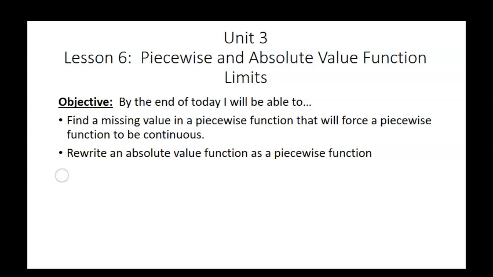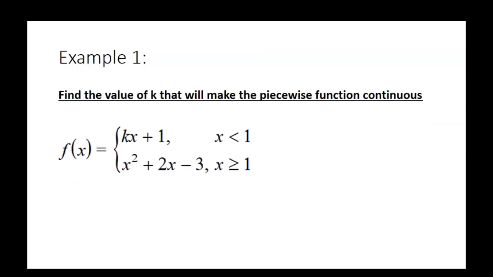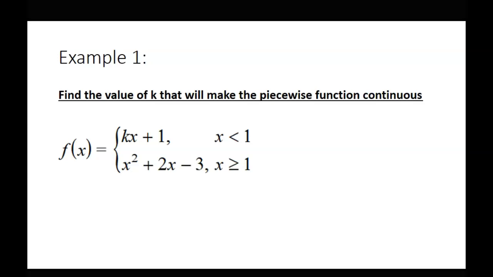So let's do that. Go ahead and start by writing down example 1, please. So here's what we want to do: I want this piecewise function to be continuous. And it all depends on what I choose for this letter. Okay?